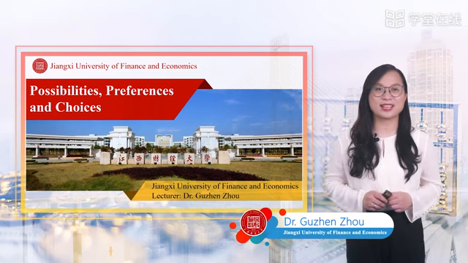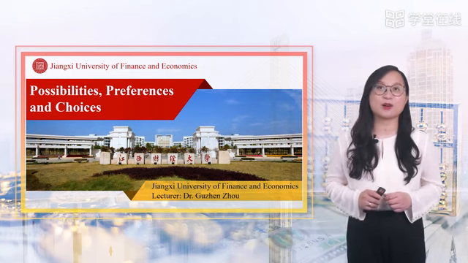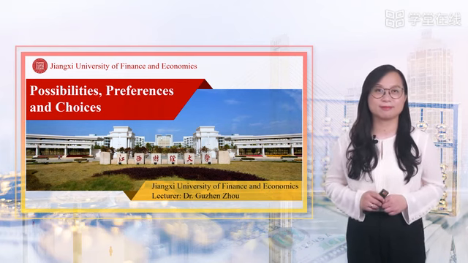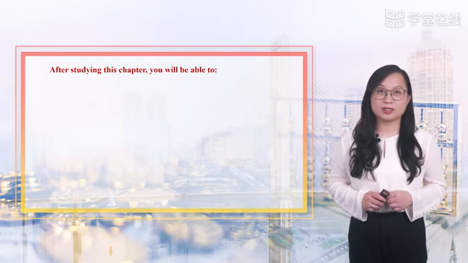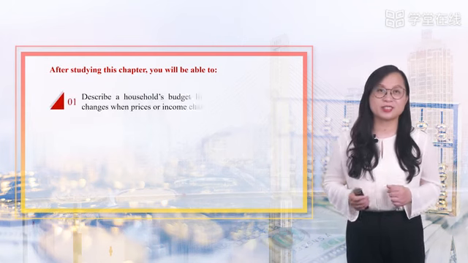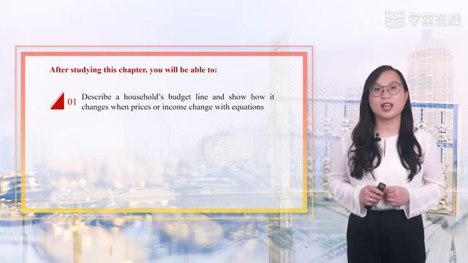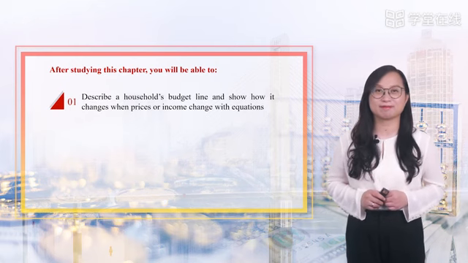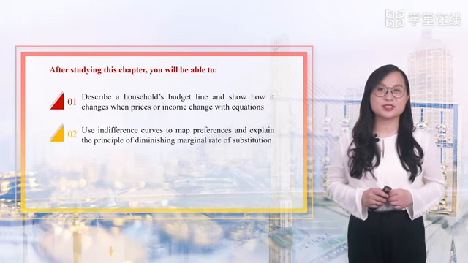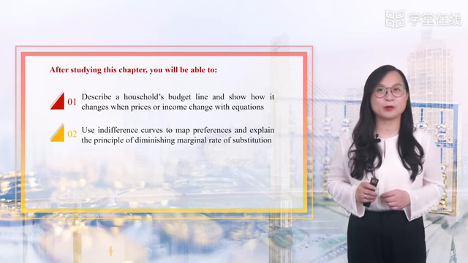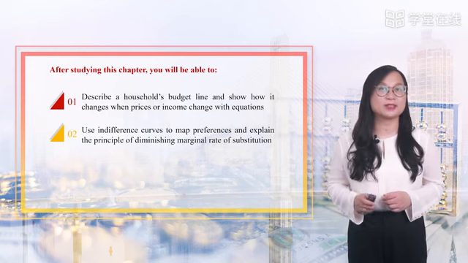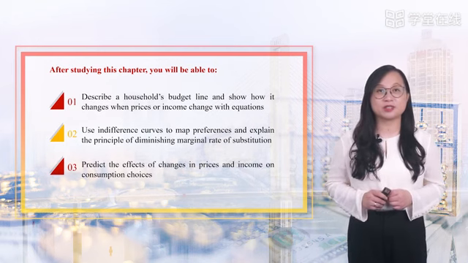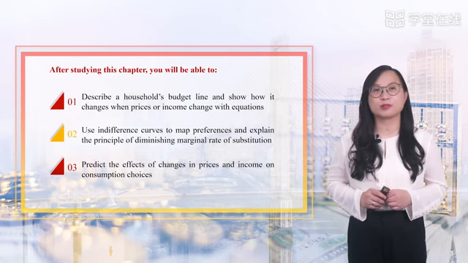Today we'll continue to discuss consumer theory and start our new chapter on possibilities, preferences, and choices. After studying this chapter, you will be able to, first, describe a household's budget line and show how it changes when prices or income change, with equations. Second, use indifference curves to map preferences and explain the principle of diminishing marginal rate of substitution. Third, predict the effects of changes in prices and income on consumption choices.